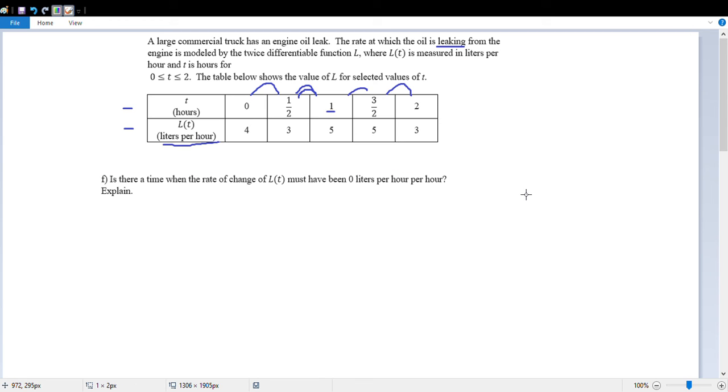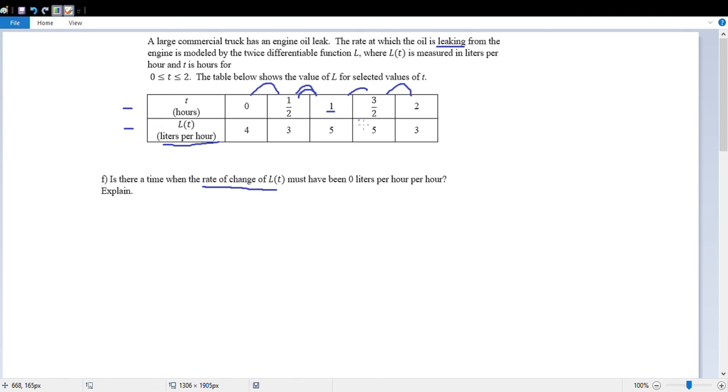All right, is there a time when the rate of change of L must have been 0 liters per hour? Explain. Okay, so it's asking about a rate of change of a rate of change. We know L is a rate of change, but when we're asking for a rate of change of the function we've been given, that's not IVT, that's MVT. That's mean value theorem. Or in this case, since it's equaling 0, we could even use the more specific Rolle's theorem.